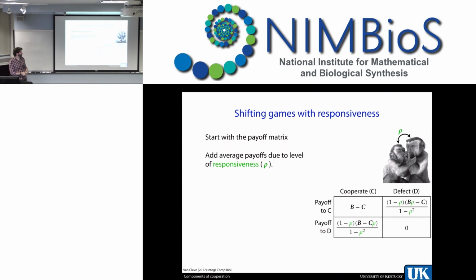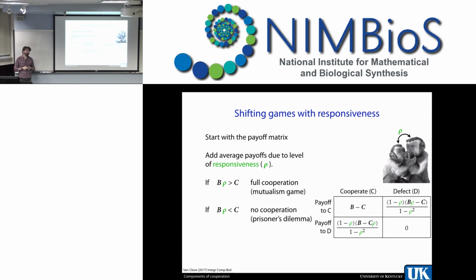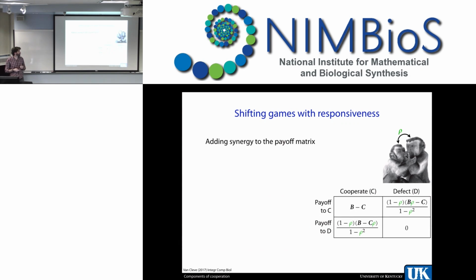And so you get, again, four entries of that payoff matrix, and you can do that same comparison again: given a certain level of responsiveness, what kind of game do you get, by looking at whether it pays to cooperate or defect when your partner also cooperates or defects? Initially, you get the same result we had from Hamilton's rule, because there's no synergy involved. So if there's enough responsiveness, you get a mutualism. If there's not enough, you get a prisoner's dilemma and no cooperation. So we need to add synergy to it.